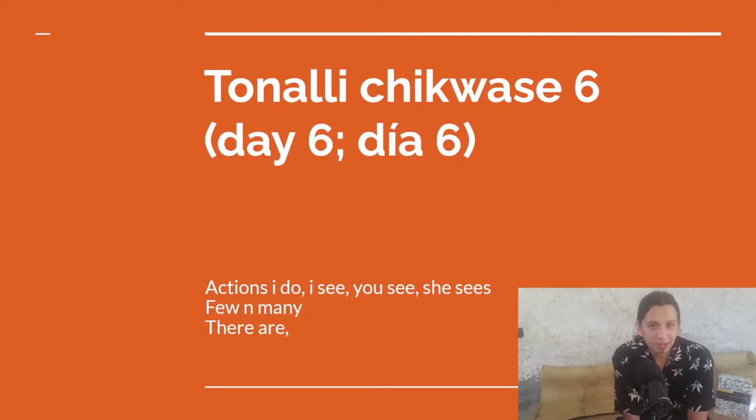Today we're going to learn about several things. For example, we're going to learn how to say actions that I do or that you do. For example, I see versus you see versus she sees, a bird or anything like that. We'll learn about the difference between few and many and how to intensify an action. And we're also going to learn how to say there are. Like, there are birds here, there are dogs here. Okay, so these are the sentence types that we're going to learn today.